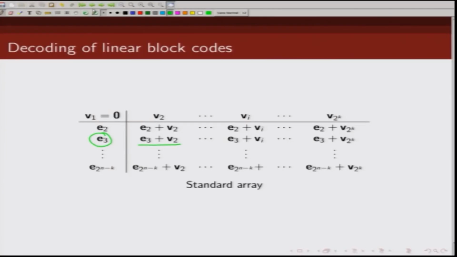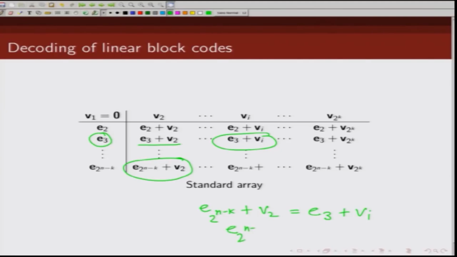So, let us say that is not true. Let us say two elements, let us just call it this element and this element, are the same. If these two elements are the same, then we can write this as E_{2^{n-k}} + V2 = E3 + Vi, correct. Now, we can write this E_{2^{n-k}} as E3 + Vi + V2. Why? Because these are all binary words, so when we add 1 plus 1, that is basically 0. So, we added V2 to both the sides, and V2 plus V2 will be 0. So, we can write this error pattern as E3 + Vi + V2.